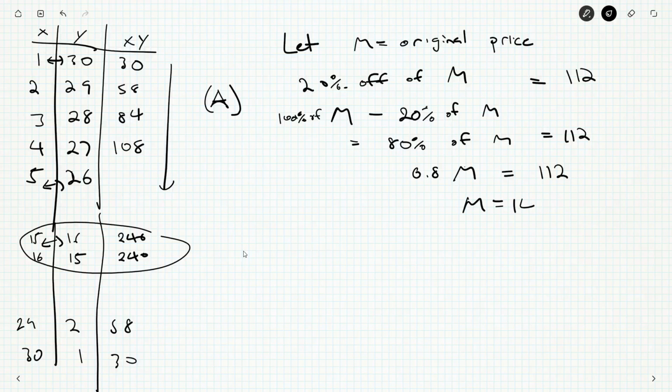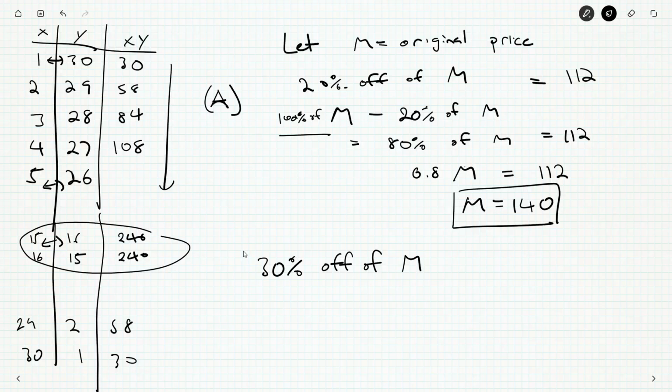Now, you don't have to figure out the original price, because they didn't ask for the original price in the question. But if you're trying to do this step by step, getting the 140 is fine. Okay. What are they asking us for? Well, they're asking us for what we would get if it was 30% off of M, which would be 100% minus 30%, or 70% of M, which is really just 0.7 times M.